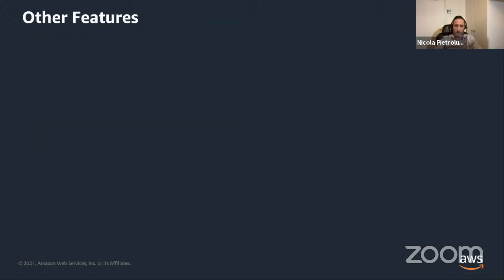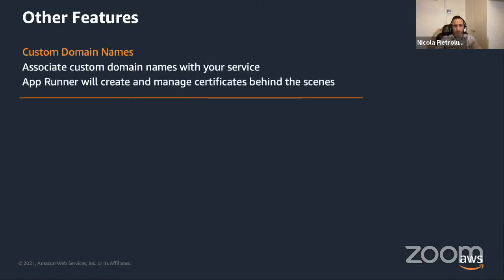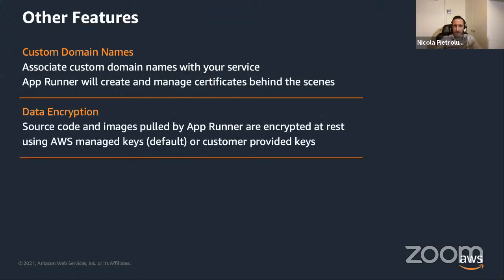Let me just mention some final additional features. What about custom domain names? Of course, it's possible to associate custom domain names with your service, and App Runner will create and manage a certificate behind the scenes. In terms of data encryption, source code and images pulled by App Runner are encrypted at rest using an AWS managed key. That's the default setting, or you can also use your own provided keys.